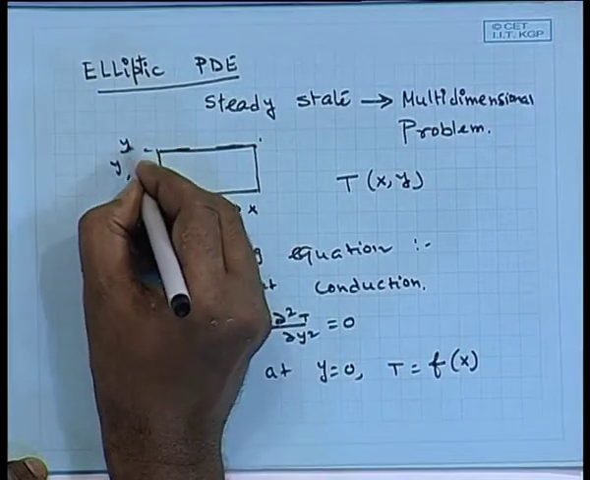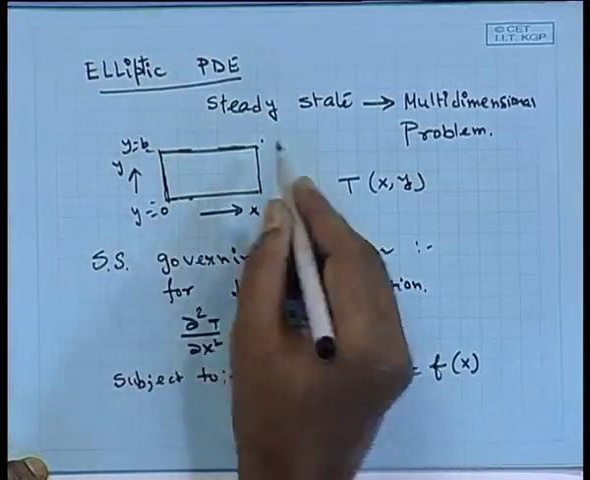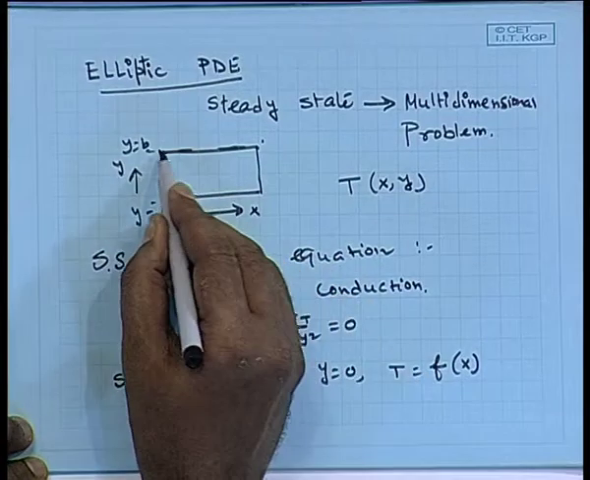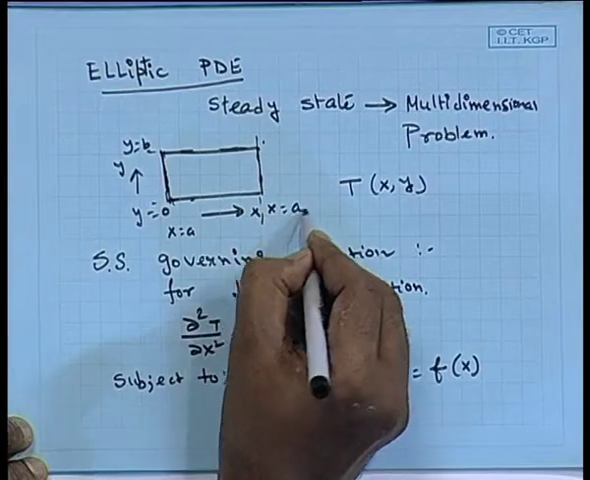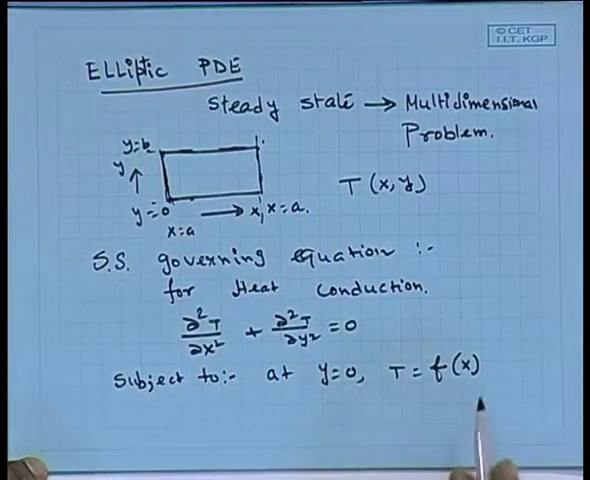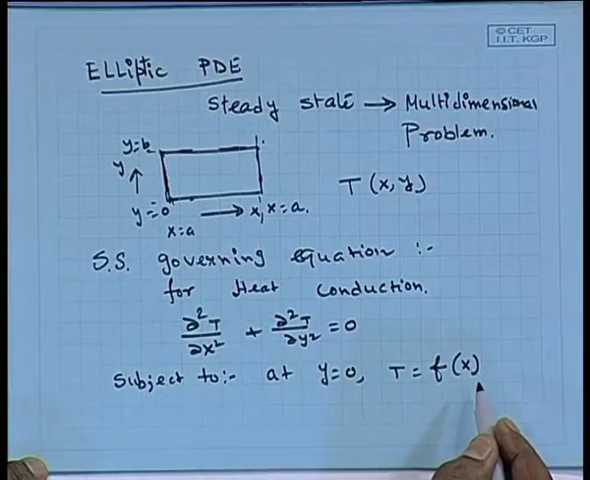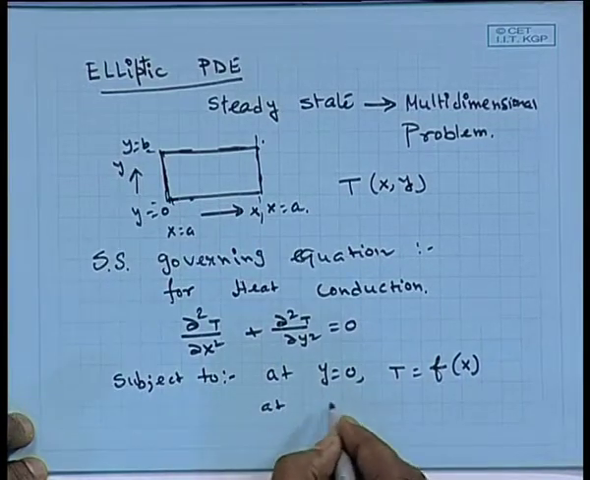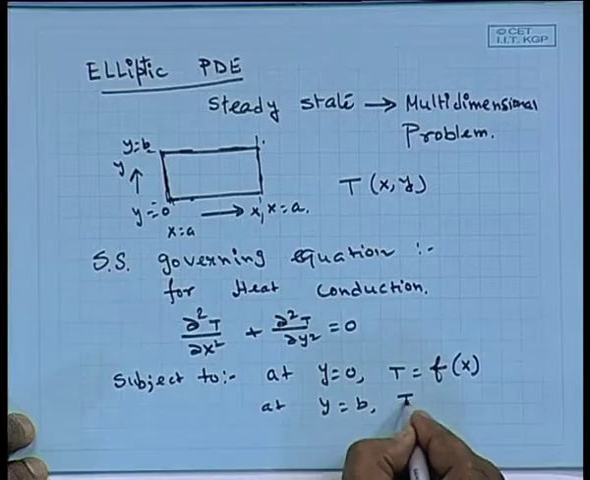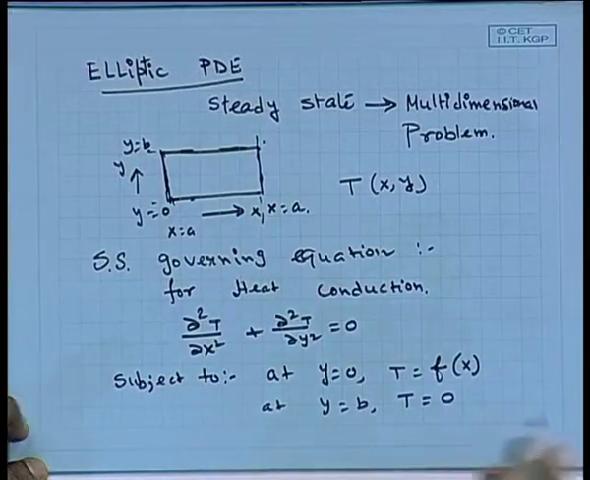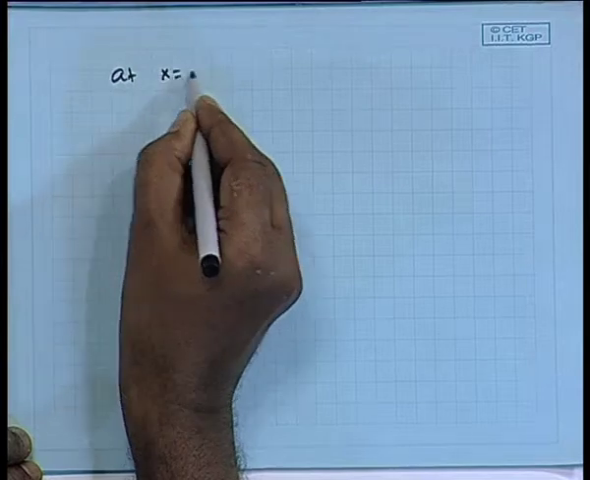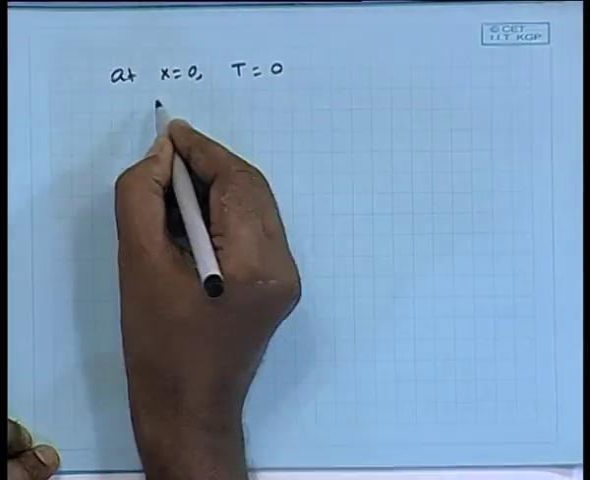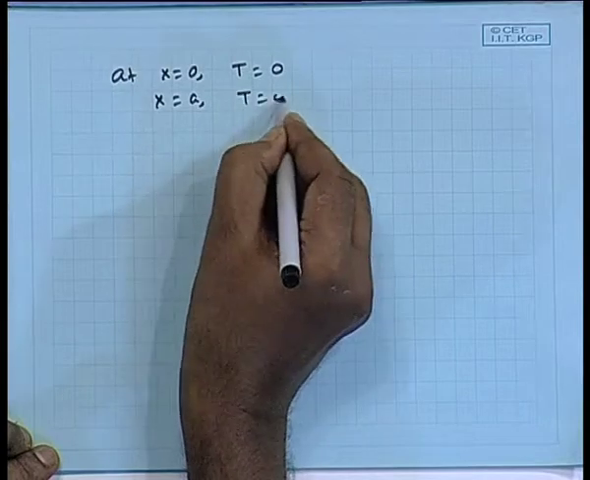This is y equal to 0, this is y equal to b, this plane is x equal to 0, and this plane is x equal to a, right. So, subject to at y equal to 0, let us say T is f(x), at y equal to b, let us say T is 0, and you need to have 2 more boundary conditions on x. Let us have at x equal to 0, T is equal to 0, and at x equal to a, T is equal to 0.